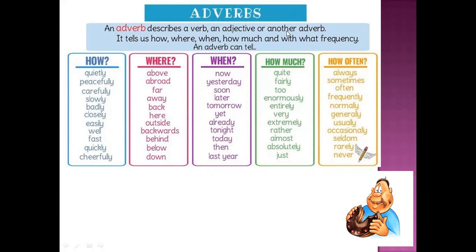That means an adverb describes a verb, an adjective or another adverb. It tells us how, when, where, how much and with what frequency. That means adverbs provide the answers for these questions: how, where, when, how much and how often. If you can remember, there are several types of adverbs. Adverbs of manner, adverbs of place, adverbs of time, adverbs of degree, and adverbs of frequency.